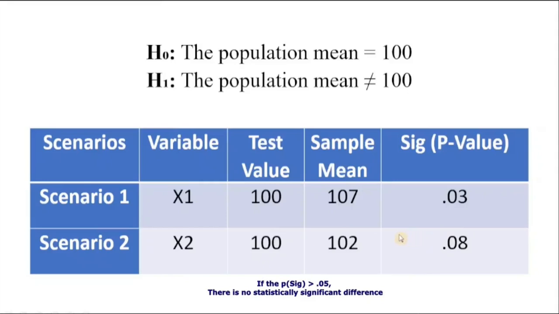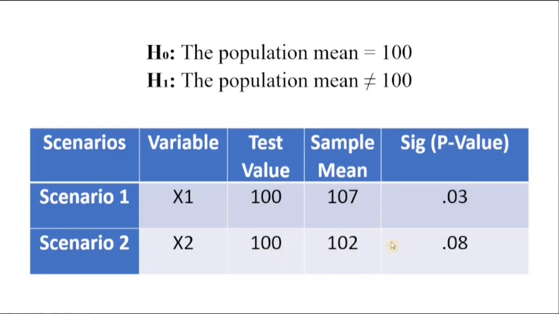This means that even though the sample mean is 102, it is not significantly greater than the test value or population mean that is 100. The sole reason for this is because the p-value is greater than the statistical threshold of 0.05. So basically, what this scenario means is that the mean of 102 as provided by your data is not statistically significantly bigger or greater than the test value or population mean of 100.